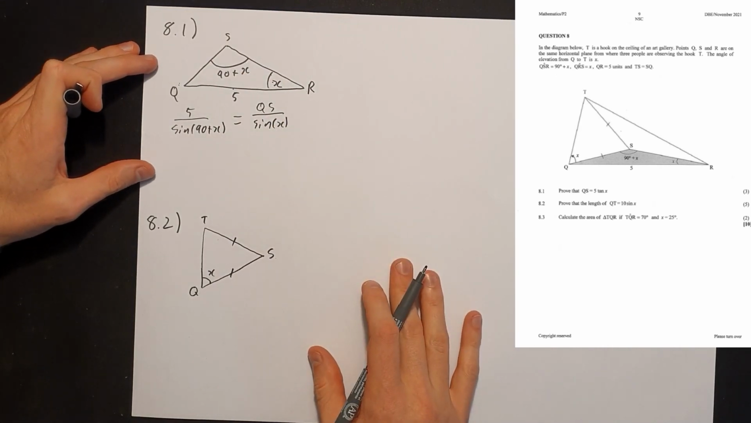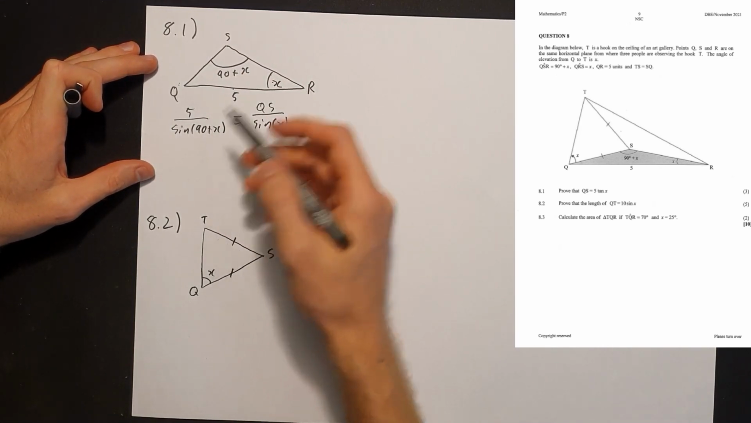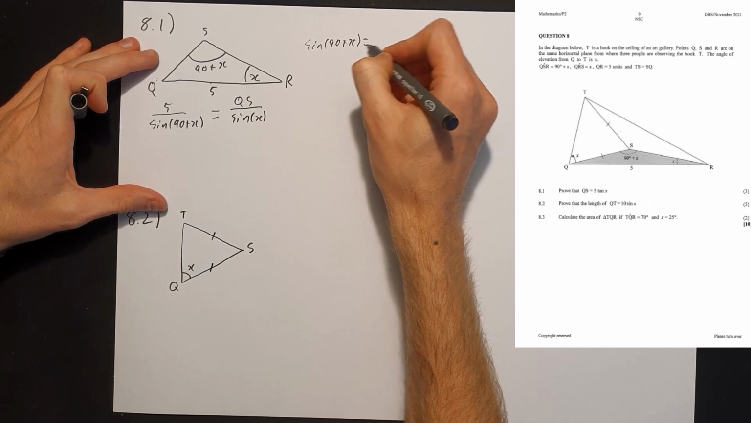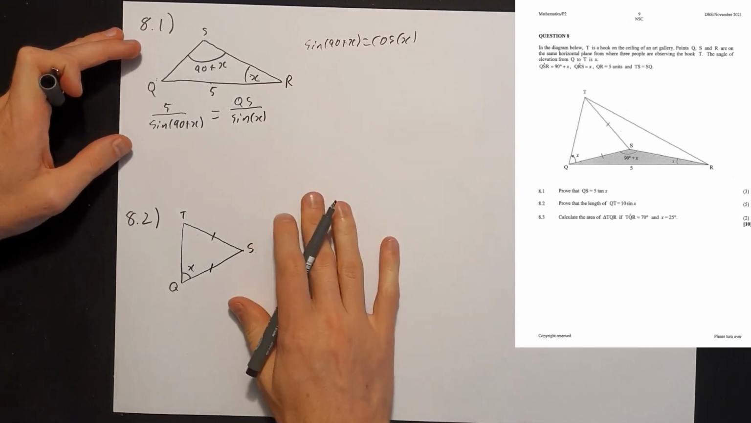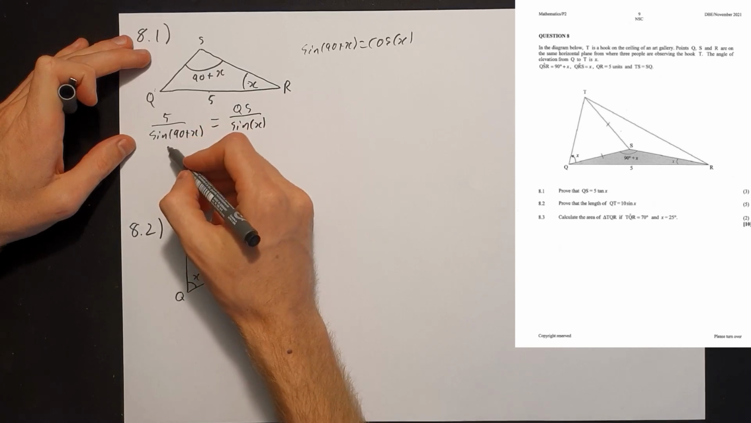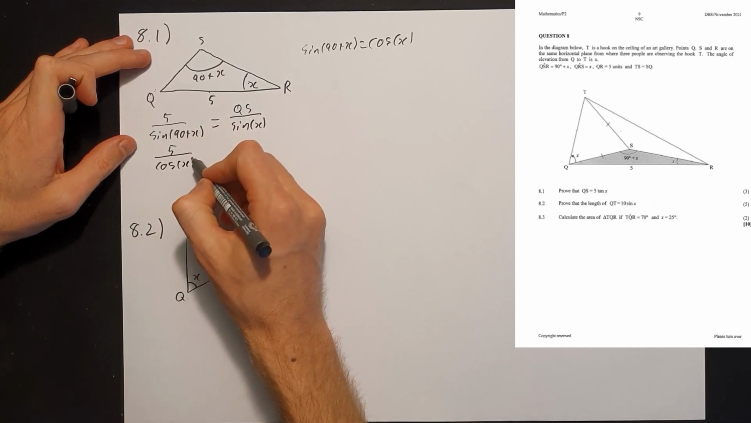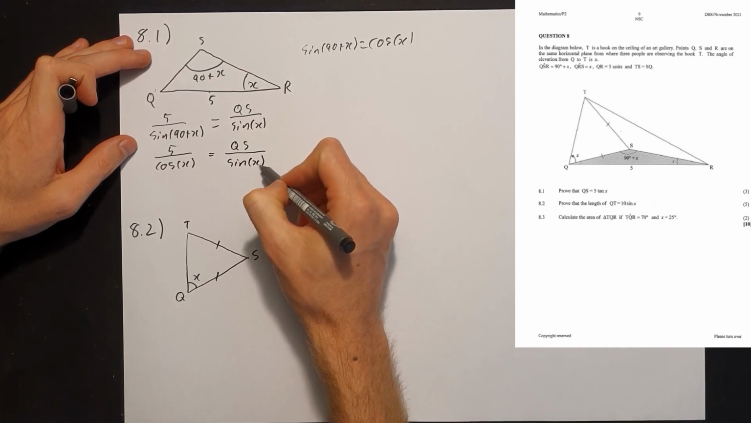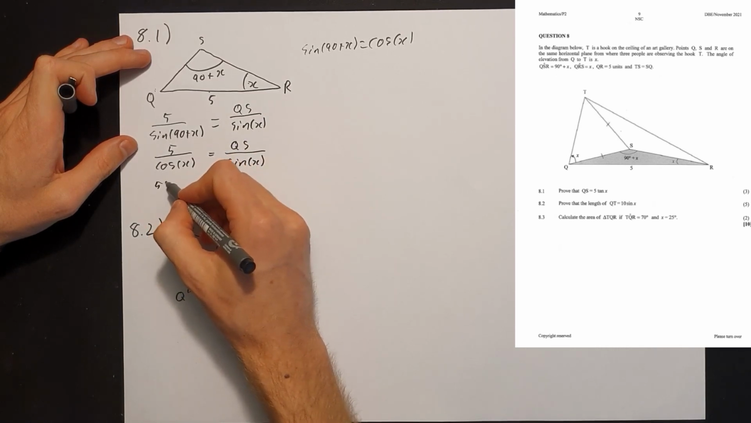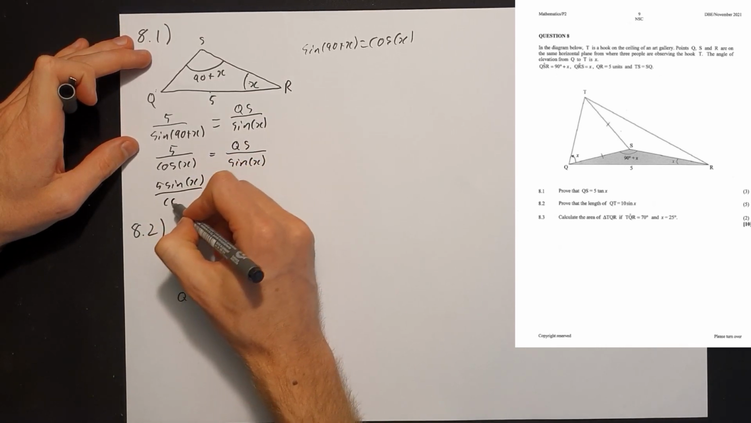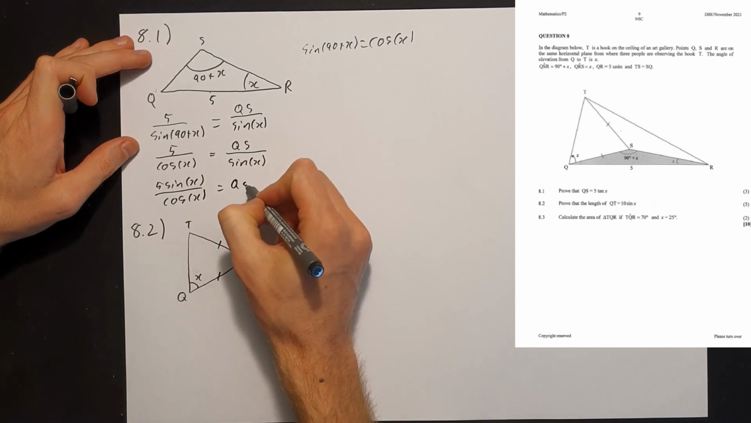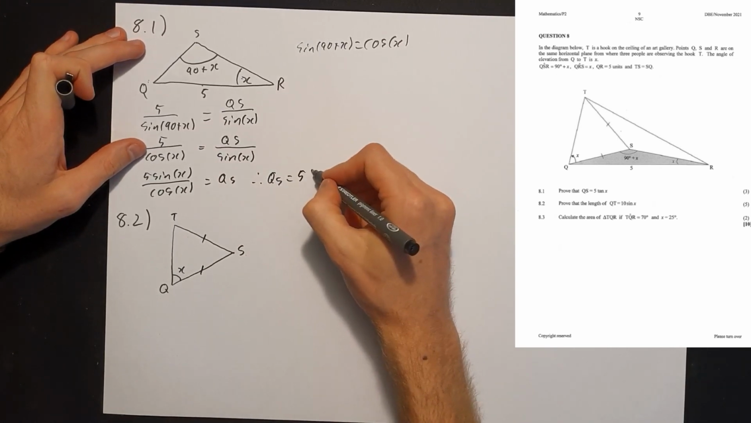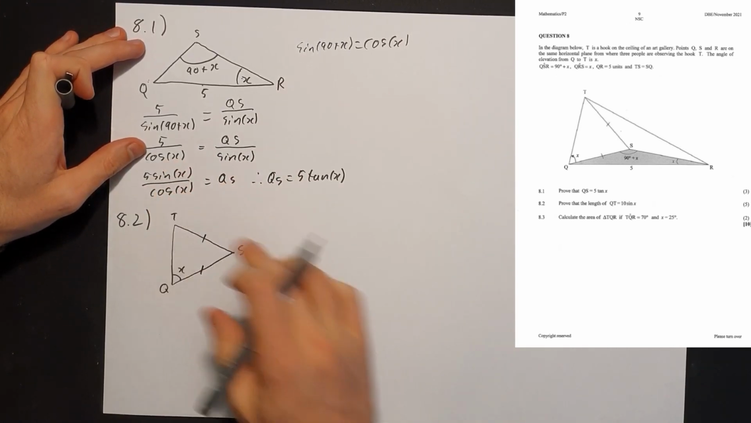Now if we look at that, we know from our identities that sine of 90 plus X equals cos of X. So therefore we can change this to cos of X, so we have 5 over cos of X equals QS over sine of X. Now we want QS on its own, so all we do is take sine X across. So we get 5 sine X over cos of X equals QS. Therefore we can see that QS equals 5 tan of X. Sine of X over cos of X gives you tan.